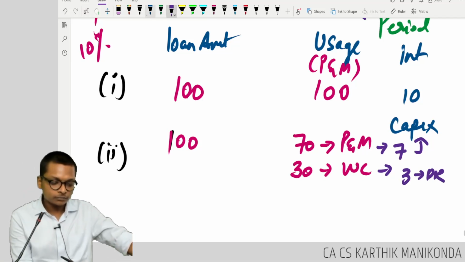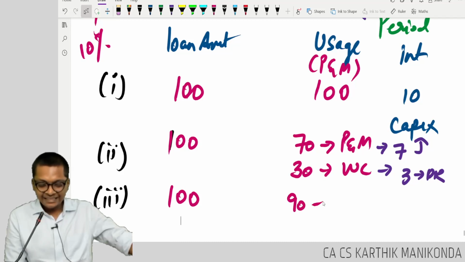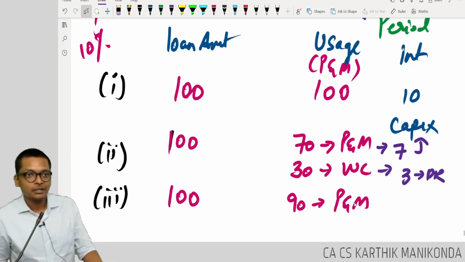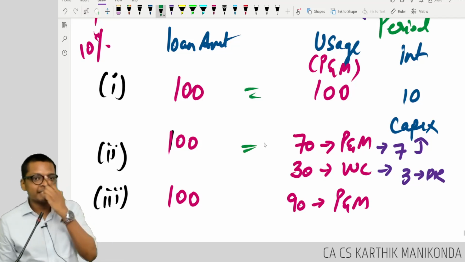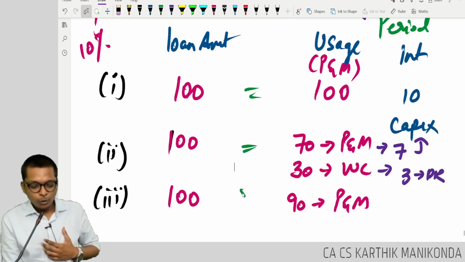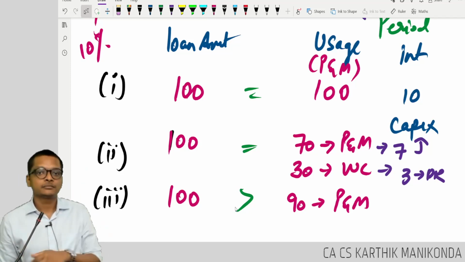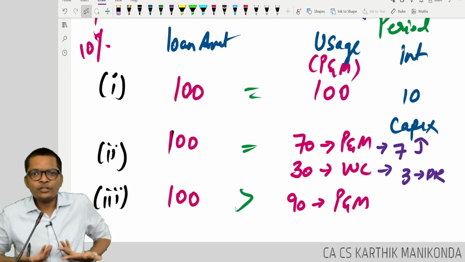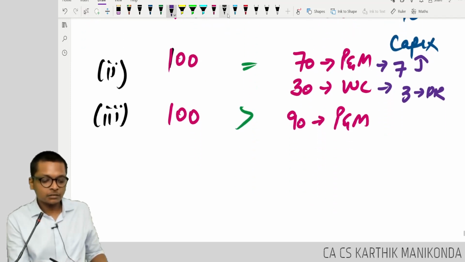Third scenario, let's assume the loan amount is same 100, usage is 90 for plant and machinery, 10 is not used. In all the cases so far, loan was matching with the amount of usage. Now I am saying loan is more than usage. Sir, I took 100 loan, but I used only 90. What about 10? Why should I use? I didn't use. Now how to do? Now what to do, guys?